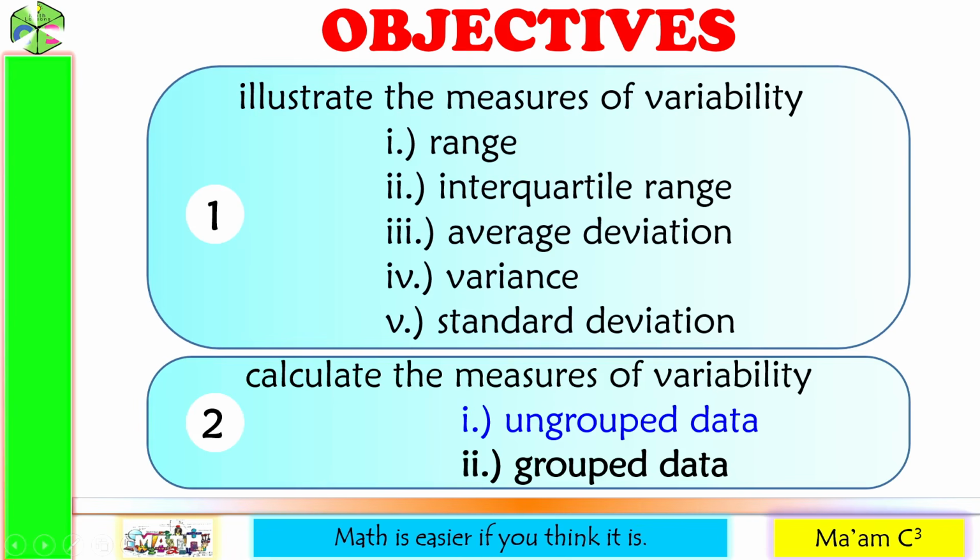Our objectives in this lesson are the following. Number 1, illustrate the measures of variability. These are range, interquartile range, average deviation, variance, and standard deviation. And number 2, calculate the measures of variability for ungrouped data. I'm going to create another video lesson for calculating the measures of variability for grouped data.